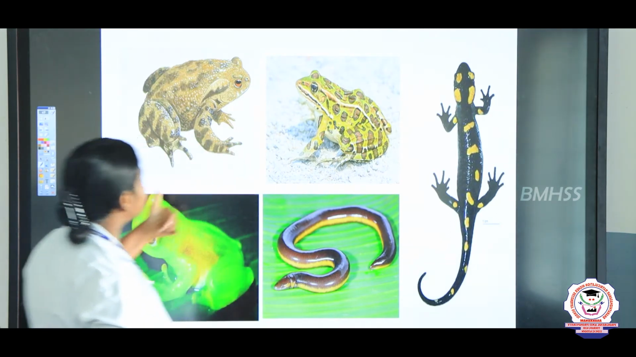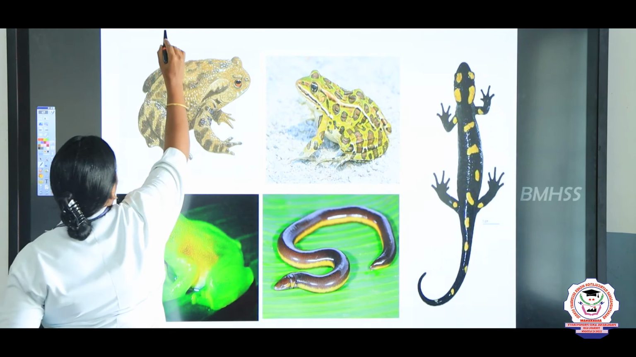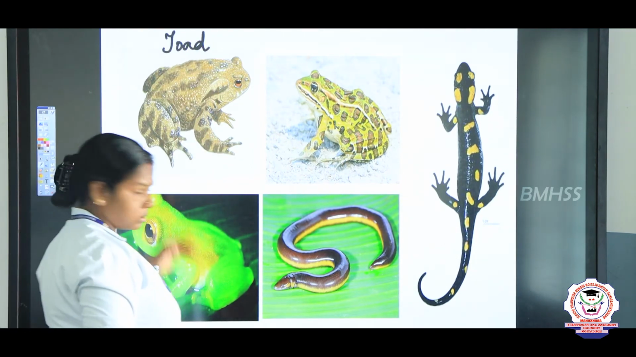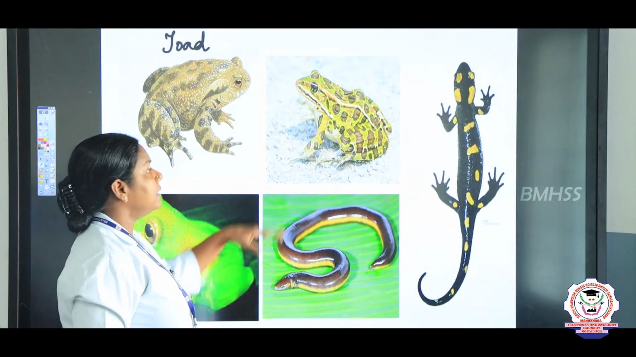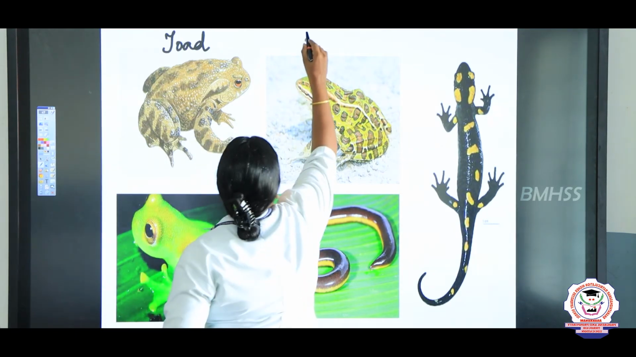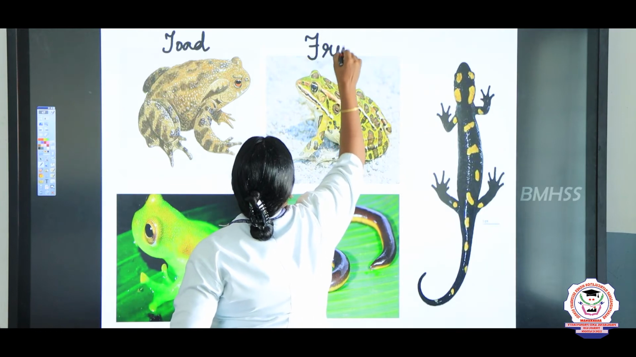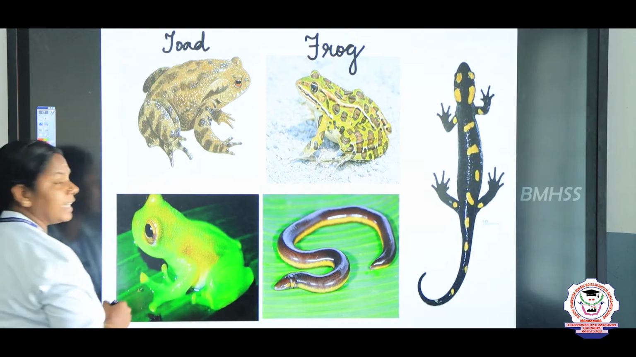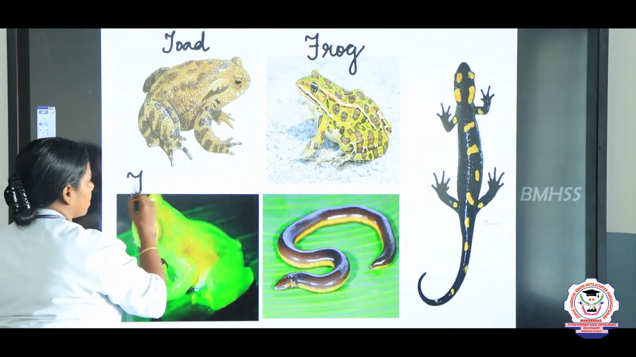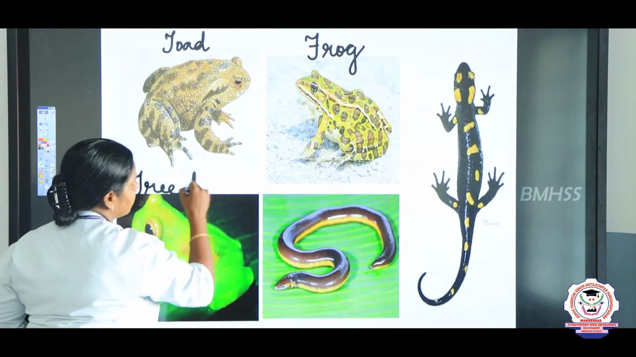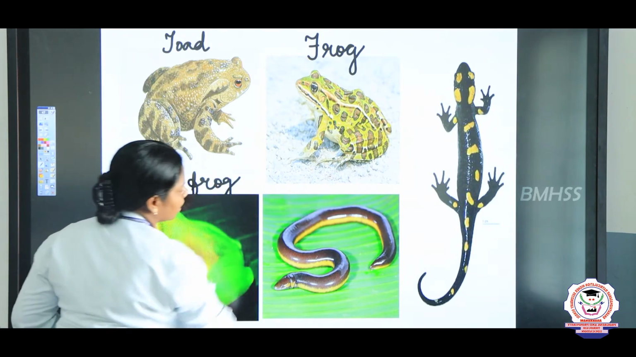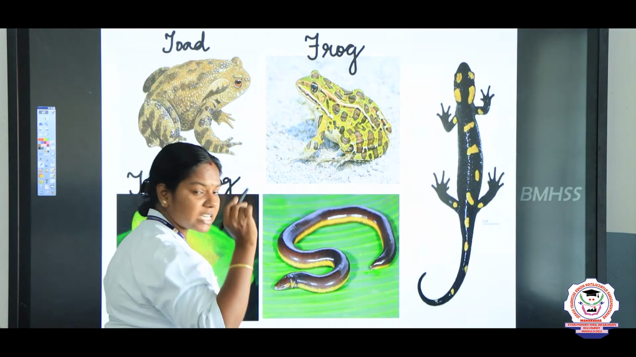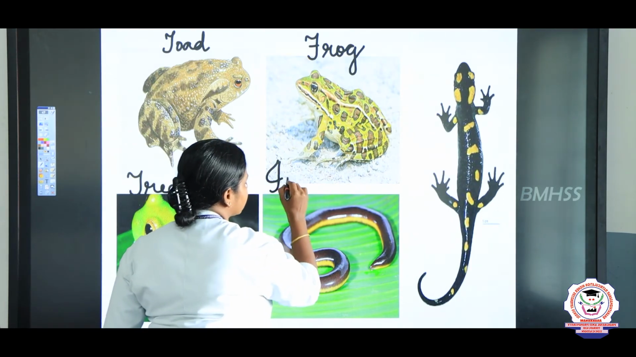The first one is a toad. The frog belongs to the genus Rana. This is a frog, and this is a tree frog. And Ichthyophis is one more important question, children, just underline it in your book.